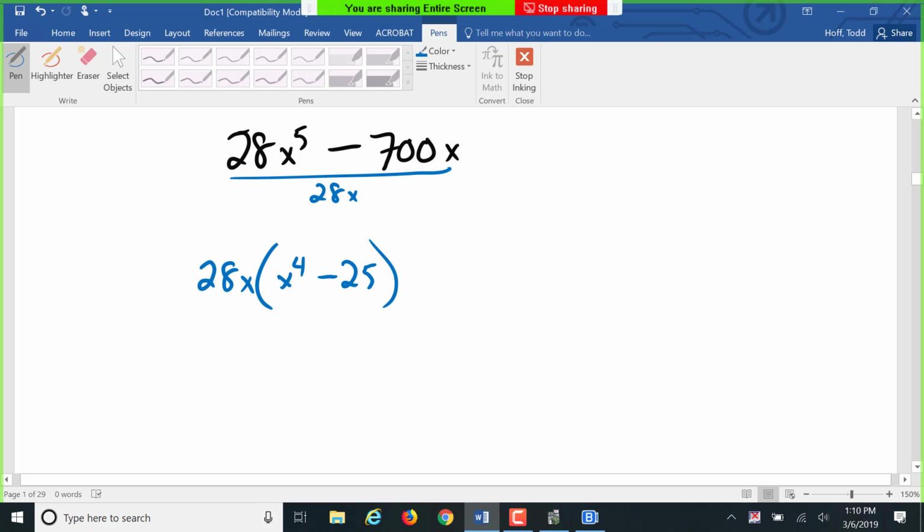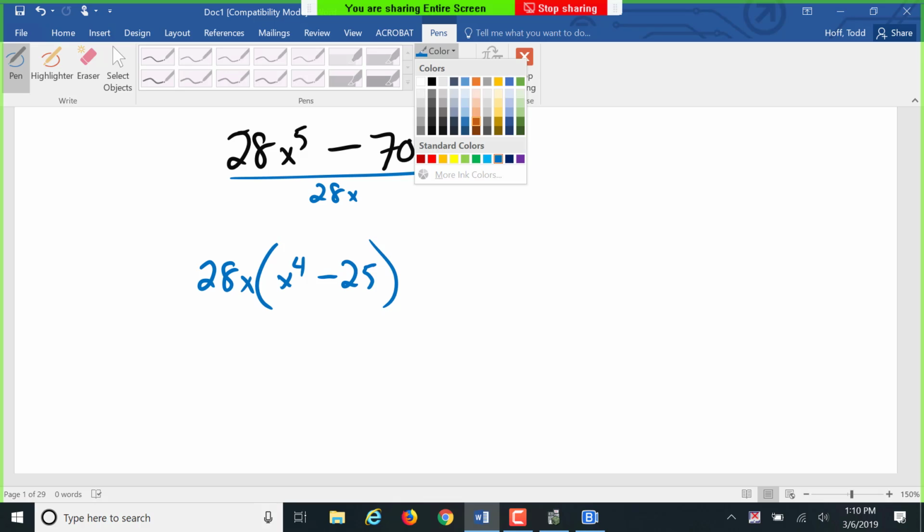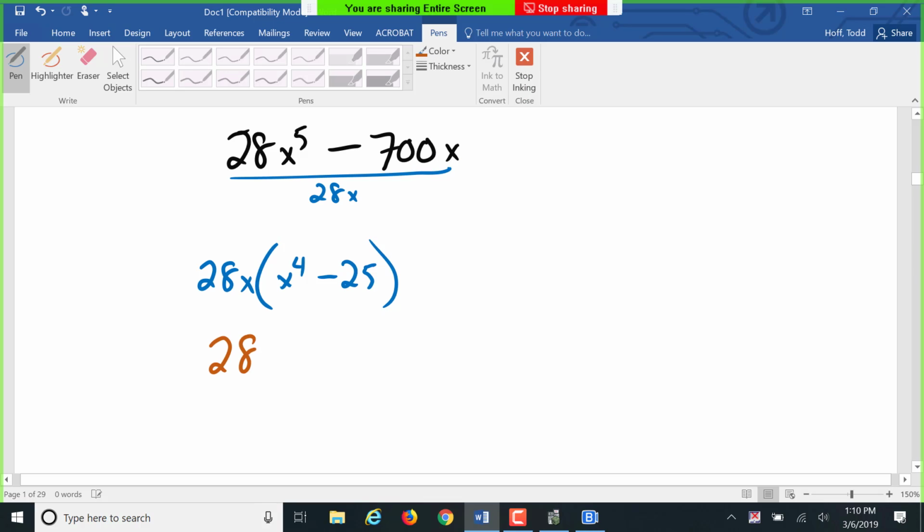And now, of course, x to the fourth minus 25 is pretty obviously a difference of perfect squares. What is the square root of x to the fourth? X squared. So x squared and x squared. What's the square root of 25? So 5 and 5. So plus 5 and minus 5. Any questions?